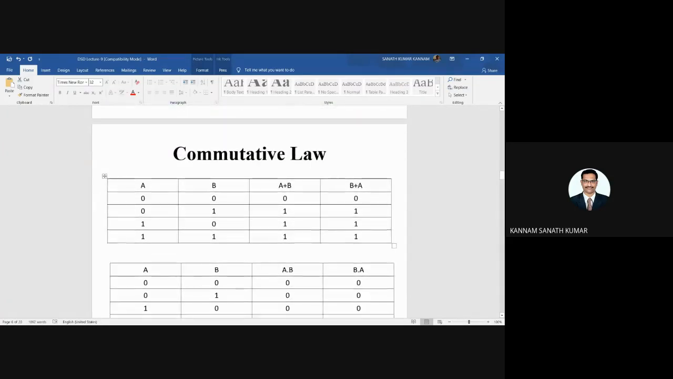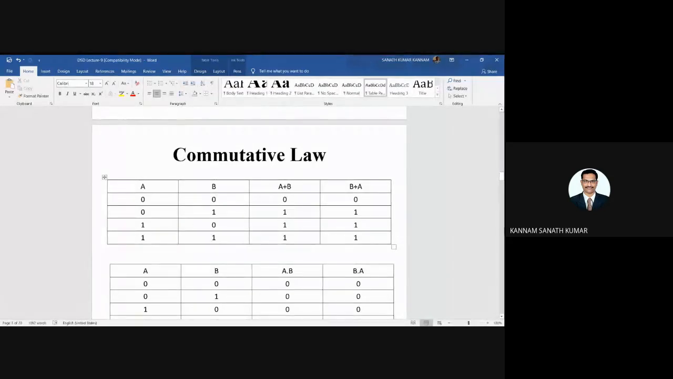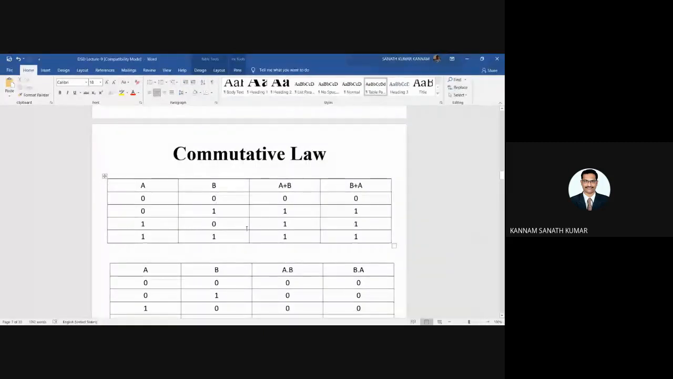So these are the proofs for the commutative law. There are two inputs A and B, 0 0, 0 1, 1 0 and 1 1. So A plus B equal to what? Whenever any input is 1, you are getting the output as 1, and when both inputs are 0, you are getting 0. Similarly, B plus A equal to what?